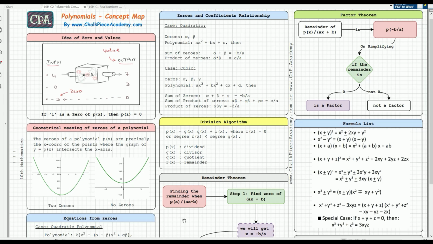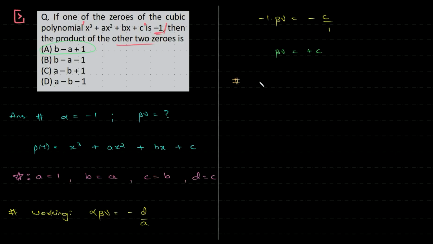Well, let's look into other expressions, alpha plus beta plus gamma. Let's see what happens. See, when you're stuck, just write what else is obvious. This is minus b by a. So alpha is -1 plus beta plus gamma is equal to minus a by 1, since b is a. Does this help? No, actually. Okay, let's go to the next one: alpha beta plus beta gamma.